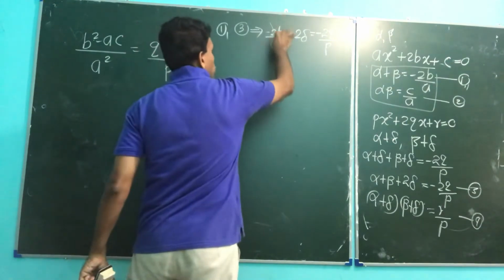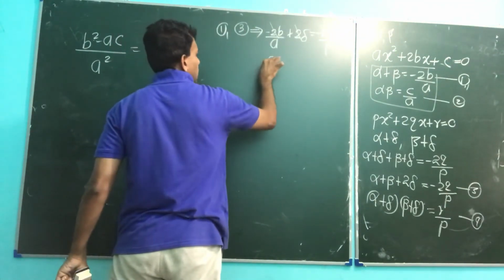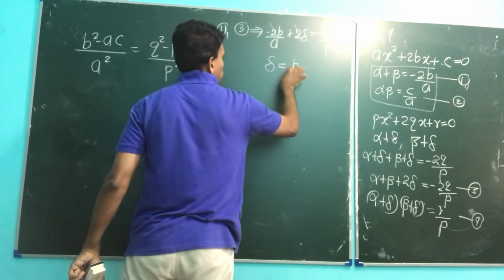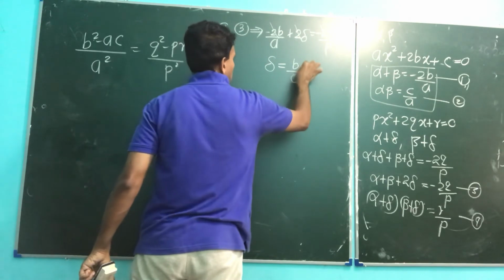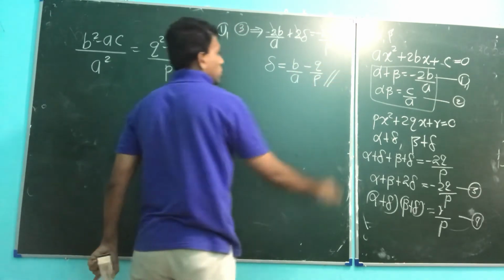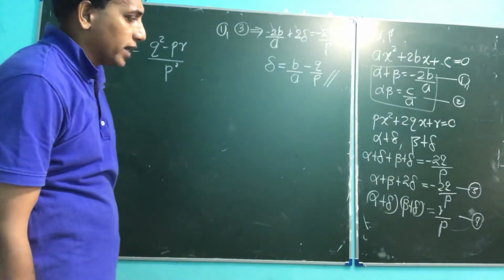Therefore, the 2 cancels. What is delta equal to? Take the other side: b over a minus q over p. So I found our delta answer by connecting the 1 and 3.